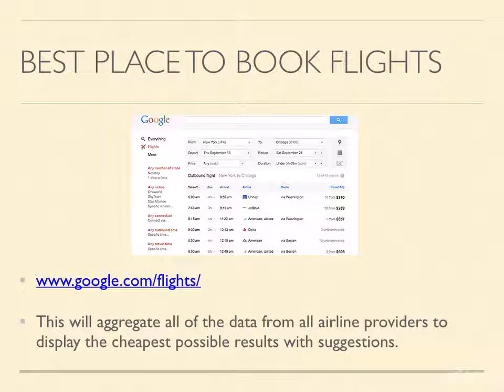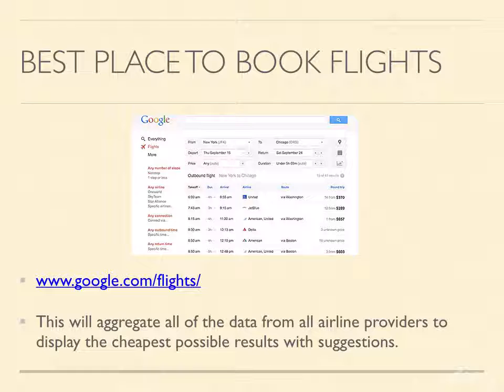The best place to book flights, my top pick and go-to spot, is www.google.com/flights. What this website does is aggregate all of the data from all of the airline providers to display the cheapest possible results. Let's say I'm trying to go to Miami from LA. I pick the airport in LA, I pick the airport in Miami, I enter the dates, and then I click find flight, and it's going to go through every single flight provider that's going from LA to Miami and back during that time period.